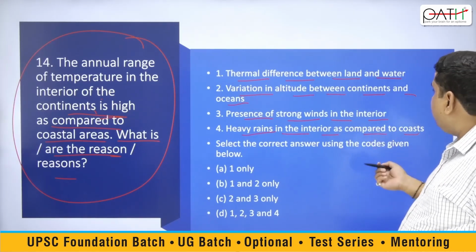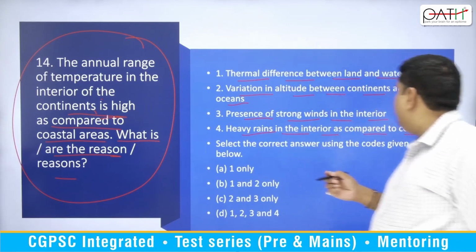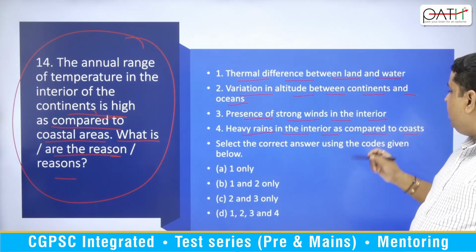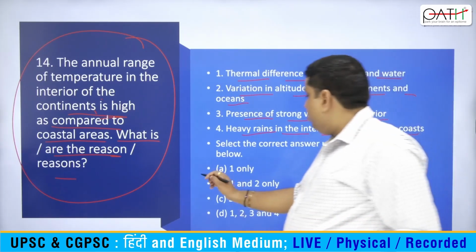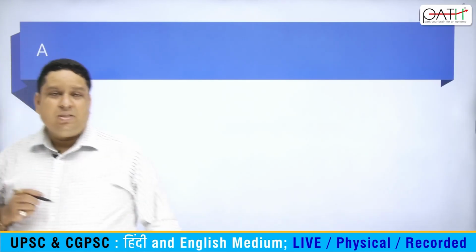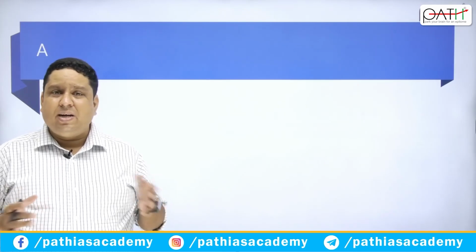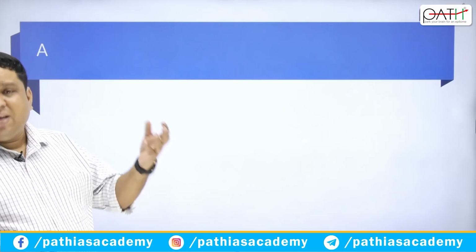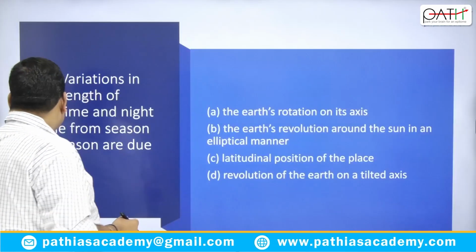So we have thermal difference between land and water. Then we have variation in altitude between continents and oceans. Presence of strong winds in the interior and heavy rain in the interior as compared to the coast. So here the answer will be option A, 1 only. Thermal difference. The temperature difference is very high. Coastal areas, they have normal or moderating temperature. Interiors have extreme temperature conditions, very hot in summer and very low in winter. Okay. So, next question.